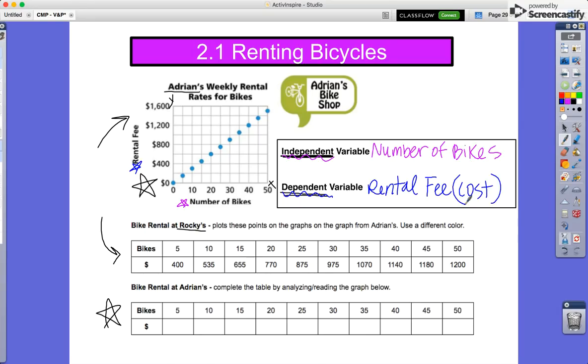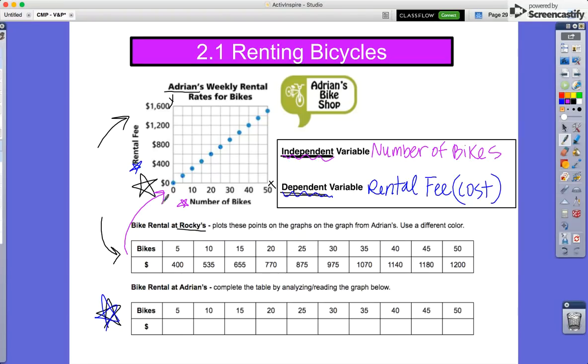And then your next step is going to be to complete Adrian's table. And you have to use these points on the graph to help you with his table. And then you also need to complete Rocky's graph. So you'll look at the amounts in the table that we provided you for Rocky, and you'll have to start plotting these points on the graph. Okay? So I'm going to do a few of these with you, and then you're going to complete the rest on your own. All right?